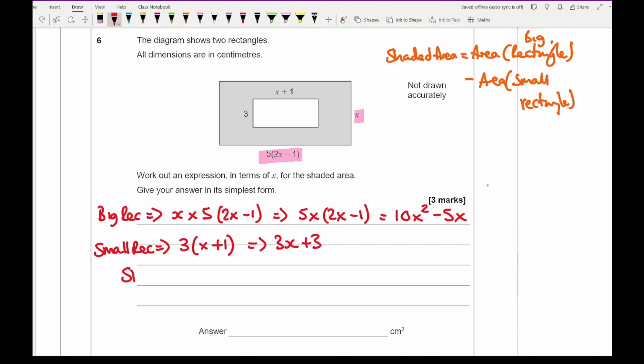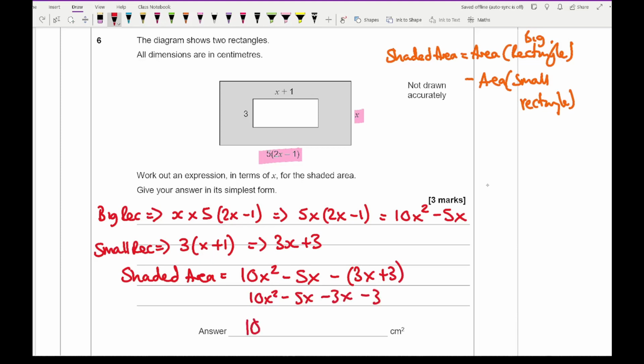So that means then the shaded area is going to be those two things take away. So that's the big rectangle minus 3x plus 3. Then neatening all of this, we get 10x squared minus 5x minus 3x minus 3. And then combining each of those, we get 10x squared minus 8x minus 3.